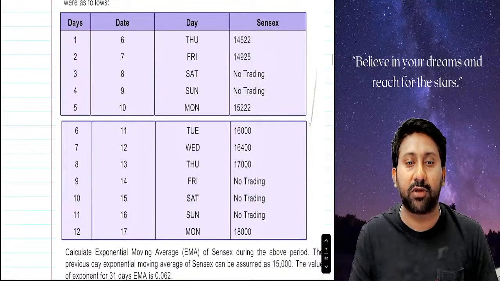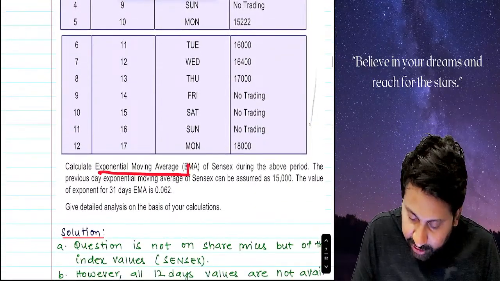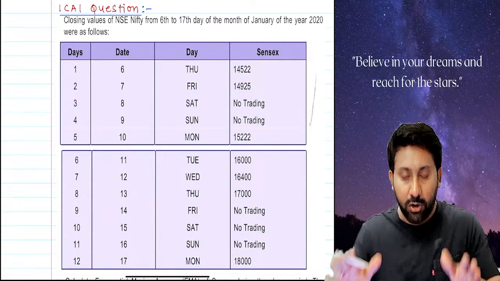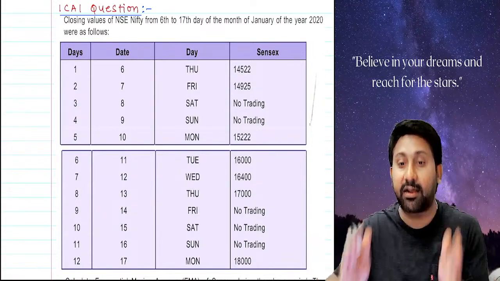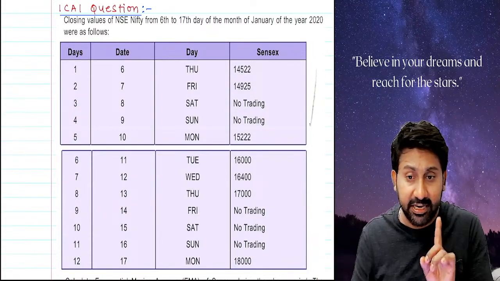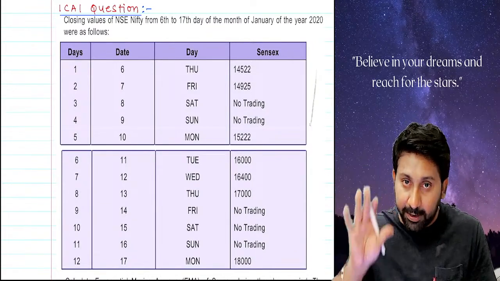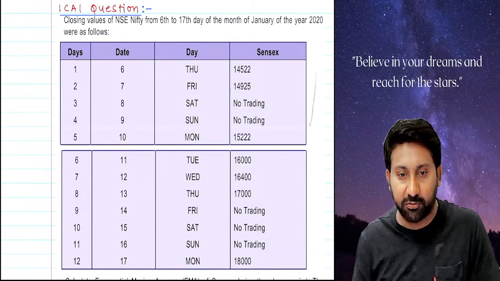What is he asking us to calculate? The exponential moving average. First observation: the question will necessarily come like this only in the exam. They may change numbers, they may change the days, but the concept doesn't change. Okay, it will be like this only. It's a standard way of asking these questions.